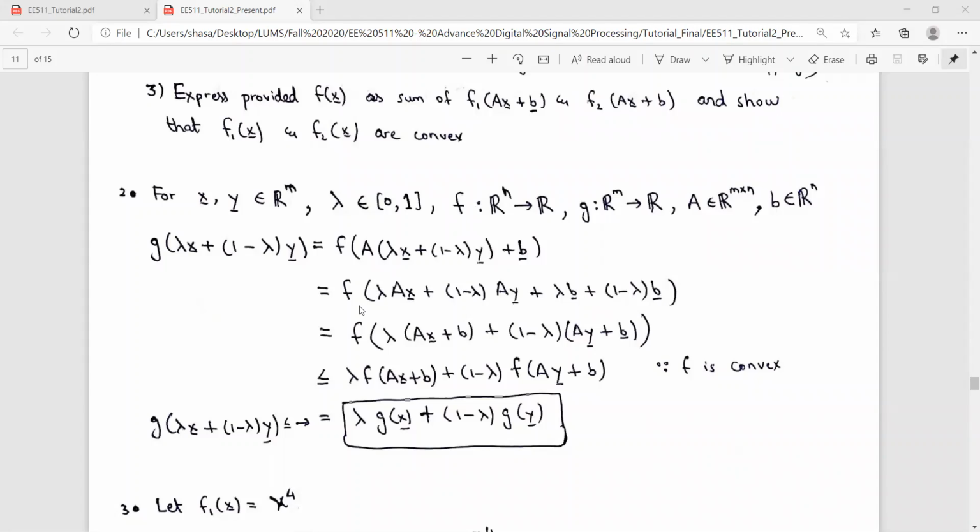So this converts to f of lambda ax plus 1 minus lambda ay plus lambda b plus 1 minus lambda b. Then we convert it by reorganizing it. So how we got this lambda b is that we just added plus lambda b and then subtracted lambda b.